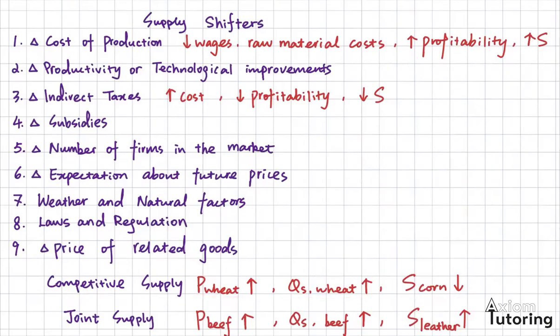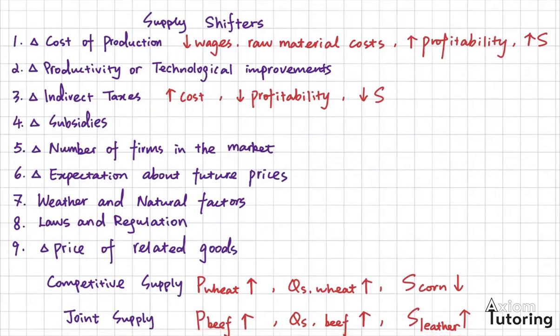And two goods are said to be in joint supply if they can be produced together, like beef and leather. An increase in the price of beef will induce the suppliers to increase the quantity supplied of beef, and automatically we're going to have more supply of leather.